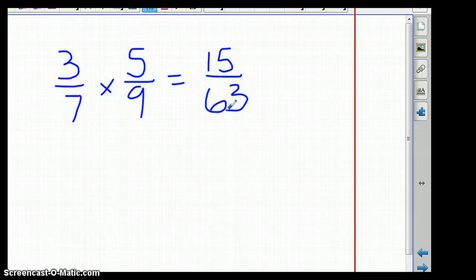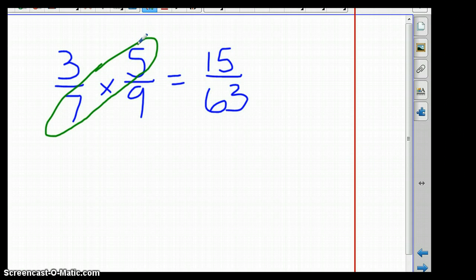Well, I might not have realized that and could have left my answer as 15 over 63. So there's another little trick here. It's not really a trick. It's just simplifying before the problem begins. If I take a look at the factors that are across from each other, we're going to look to cross-cancel or cross-simplify.